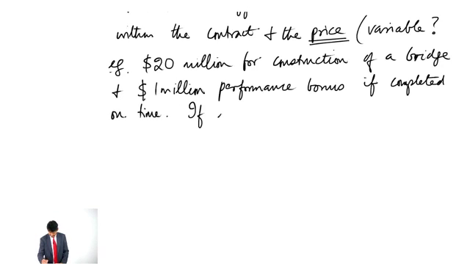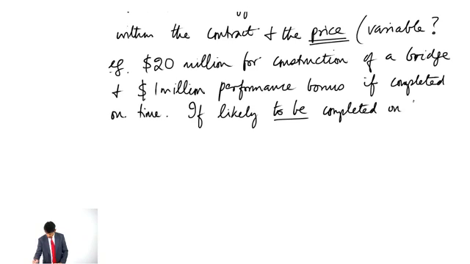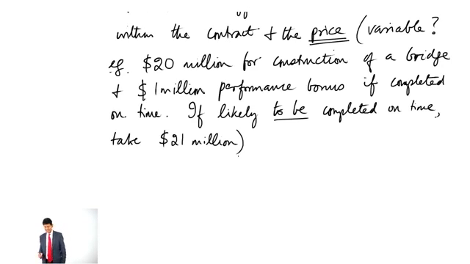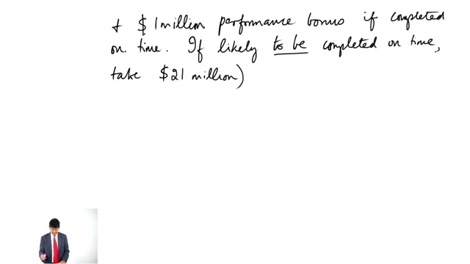So let's say if likely to be completed on time, take 21 million. Okay, so the examiner will give you some sort of guidance as to what to do. So that's your third item.